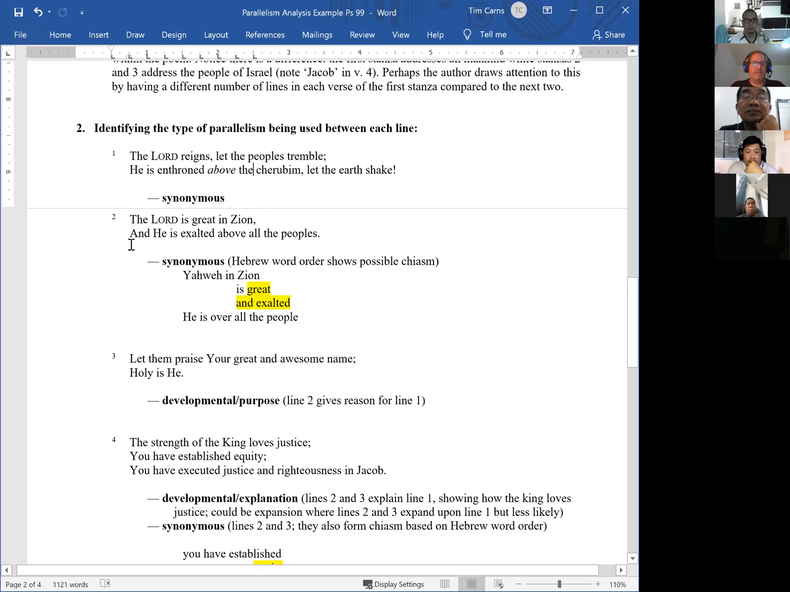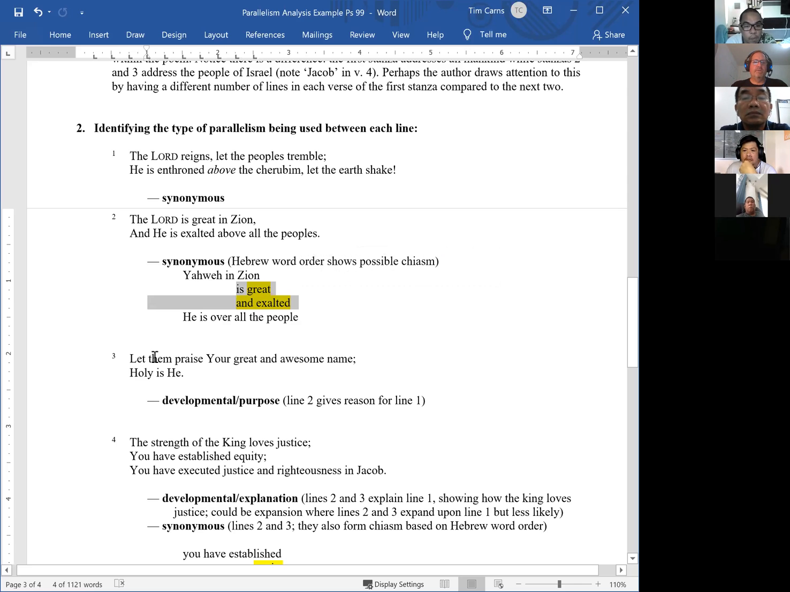We see the same type of thing in the next verse. The Lord is great. He is exalted. He's great in Zion. He's exalted above all the peoples. And then here I noted that I detected a possible chiasm. When I looked at the interlinear, which gives you the Hebrew text and the exact order in which the words appear in the Hebrew, the order of those words gave this literal translation: Yahweh in Zion is great, and exalted he is over all the people. So he seems to have reversed the second line compared to the first. And so that means his focus here is on this idea of God being great and exalted. That's where the emphasis is, in verse 2.